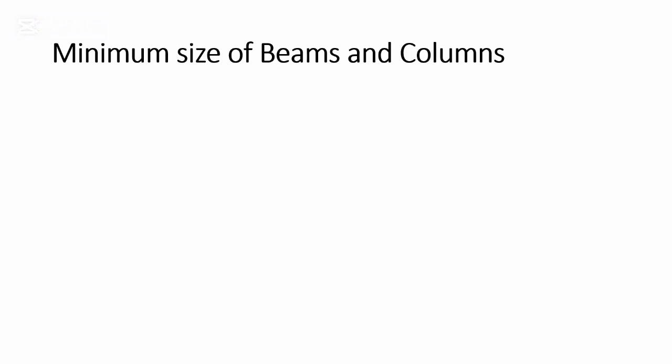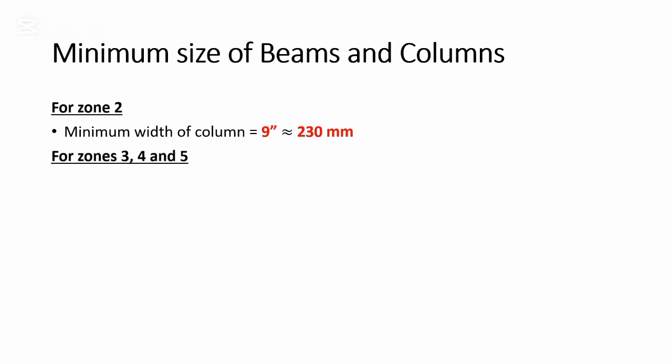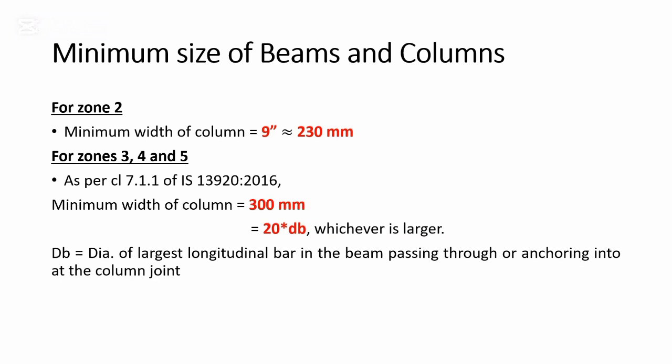So let's now look at the minimum size of beams and columns recommended by IS codes. For a structure which is situated in zone 2, the minimum width of the column is equal to 9 inches, which is approximately 230 mm. However, for zone 3, 4 and 5, as per clause 7.1.1 of IS 13920/2016, the minimum width of the column is equal to 300 mm or 20 times dB, whichever is larger.